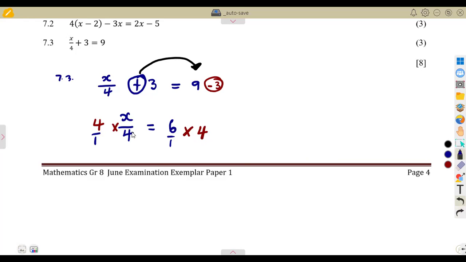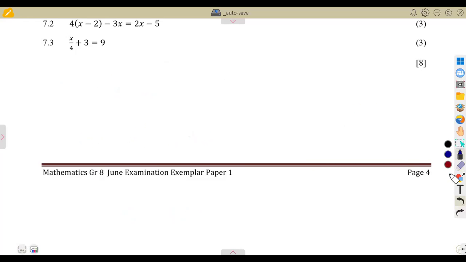This is the same as over 1. So this 4 and 4 can cancel. You have 1. 1 times x is what? It's x, which is equal to 6 over 1, which is same as 6 times a 4. 6 times 4 is what? 24. Just like that.